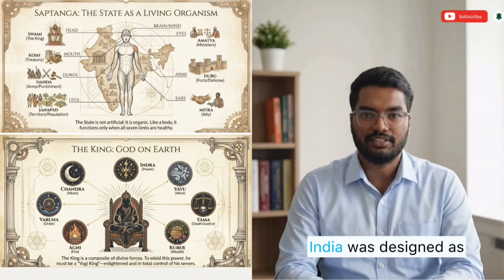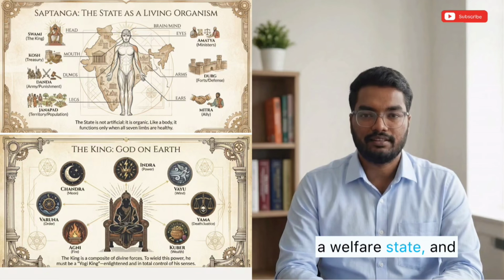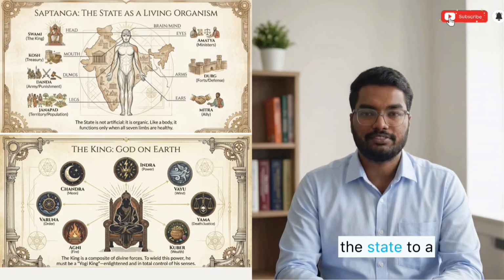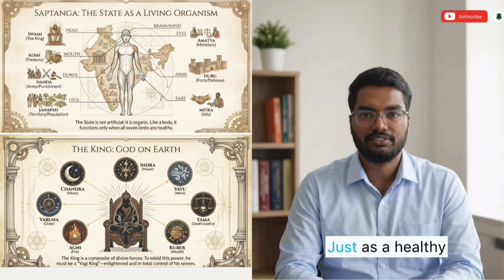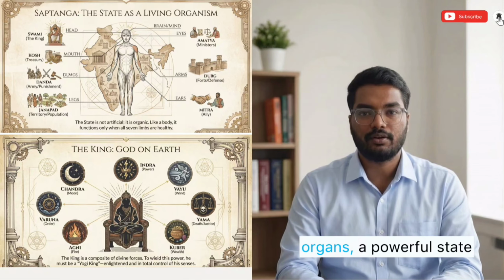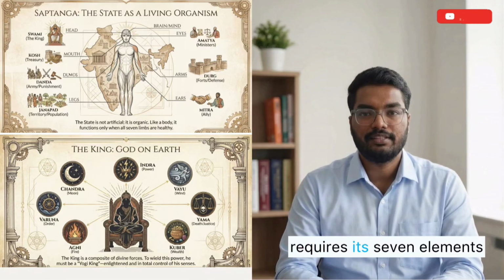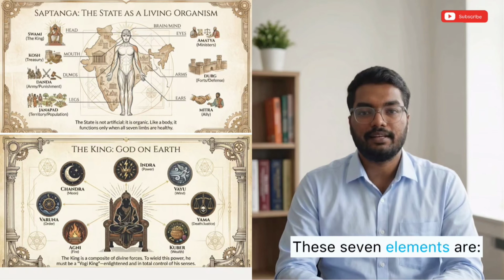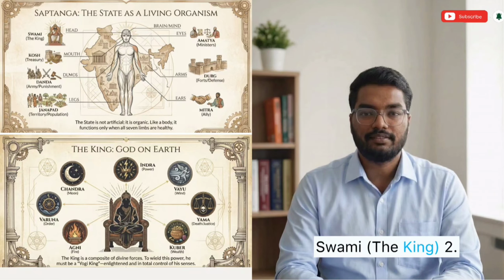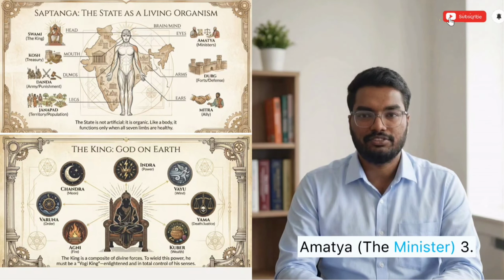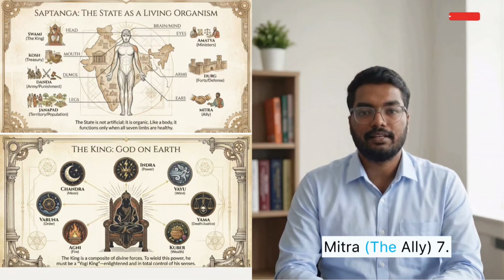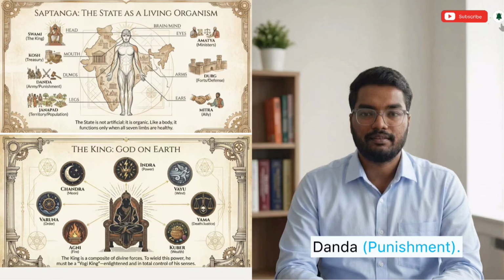The state in ancient India was designed as a welfare state, and its nature is deeply organic. The text literally compares the state to a human body. Just as a healthy human body needs strong organs, a powerful state requires its seven elements or organs to be strong. These seven elements are Swami, the king; Amatya, the minister; Durg, the fort; Janapad, the district; Kosh, the treasury; Mitra, the ally; Dand, punishment.